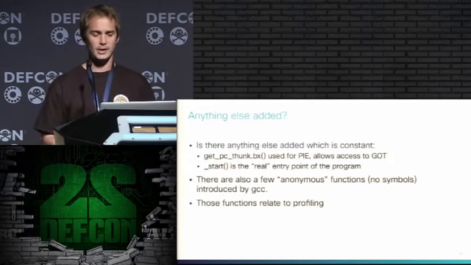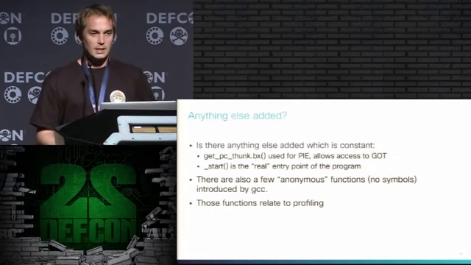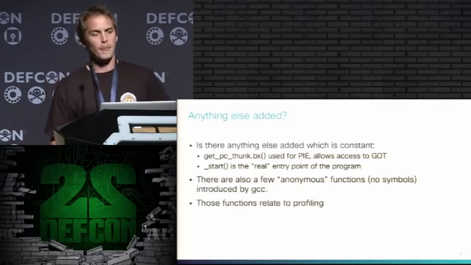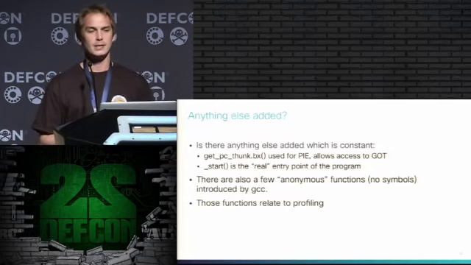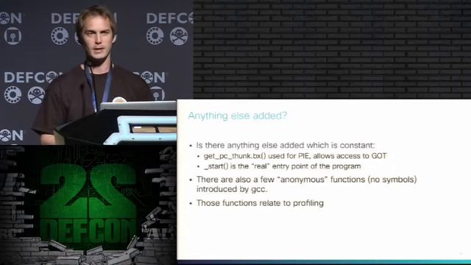So I went back to my binary and said, all right, is there anything else which is added which I could use? I looked at the binary and there's a bunch of functions which are added by GCC in some cases. They've got no symbols attached to them, so it's hard to figure out what they do, but they're just a bunch of anonymous functions inserted into your program. If you look at the disassembly, you'll see some functions with no symbols associated. Those functions seem to relate to profiling, and that's why they're there.